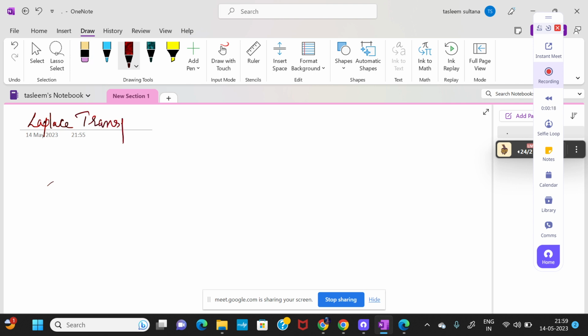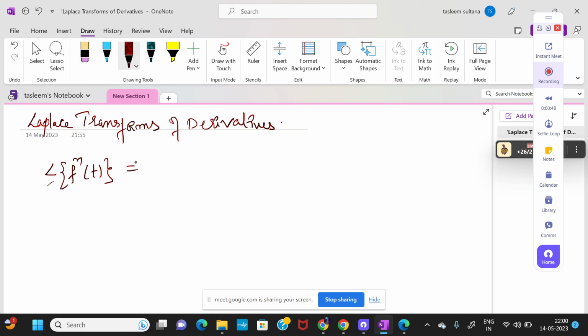Laplace transforms of derivatives, where the formula for the Laplace transform of derivatives in general, that is L of f to the power of n of t, equals s to the power of n f bar of s minus s to the power of n minus 1 f of 0 minus s to the power of n minus 2 f dash of 0 minus so on minus f to the power of n minus 1 of 0. This is the formula for Laplace transform of derivative.